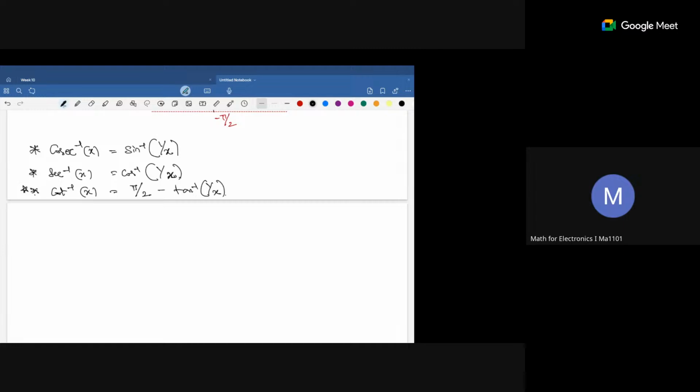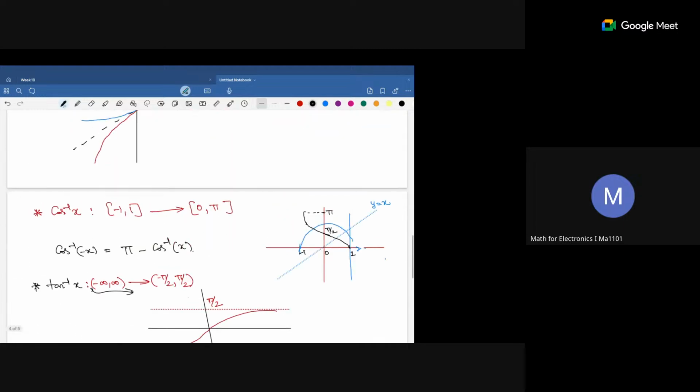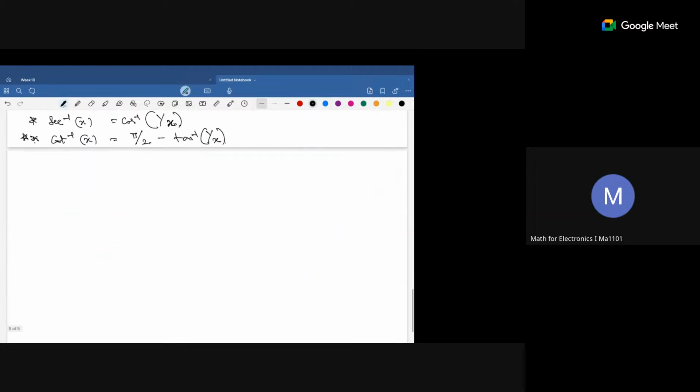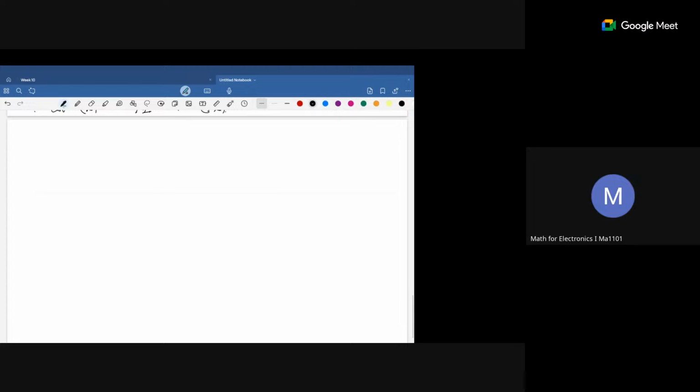Okay. So yeah. So these are majorly the inverse trigonometric functions. So once we know what inverse trigonometric functions are, then we can apply our knowledge of calculus on these kinds of functions. Right. So then we can talk about derivatives and integrals on inverse trigonometric functions.